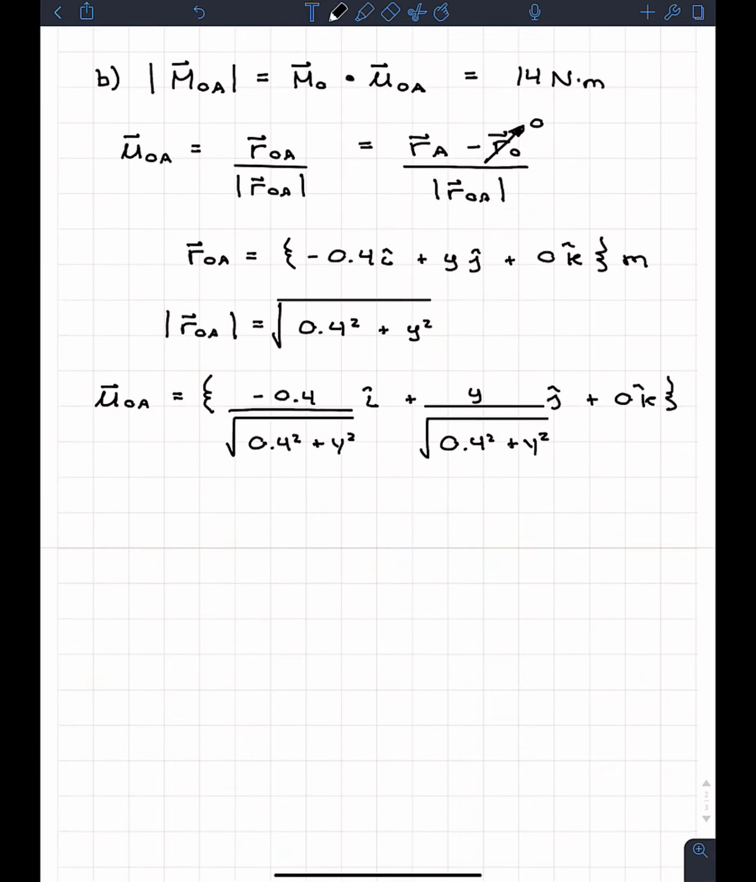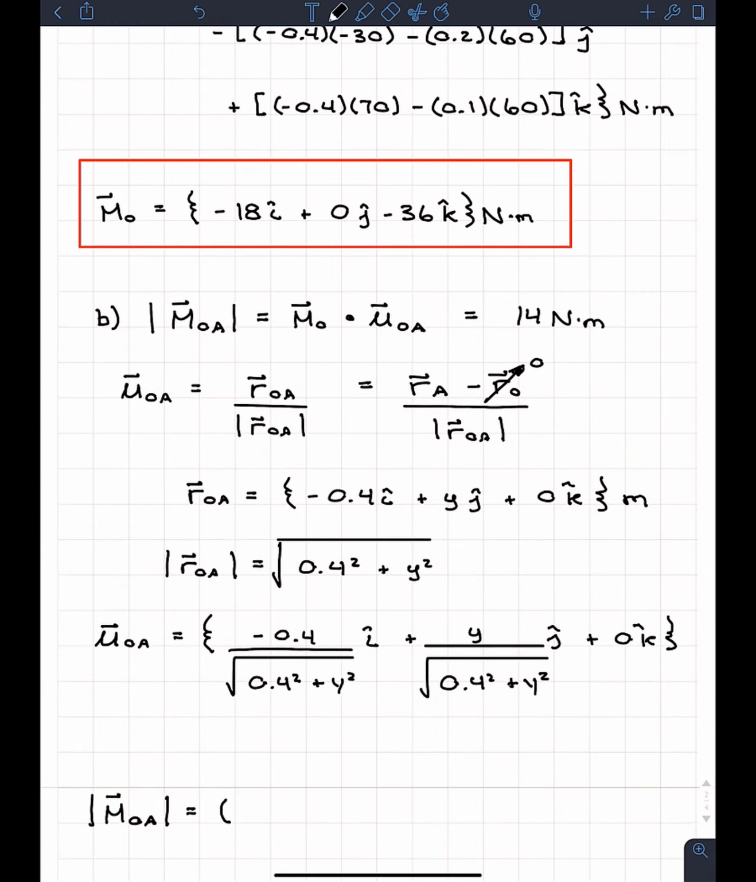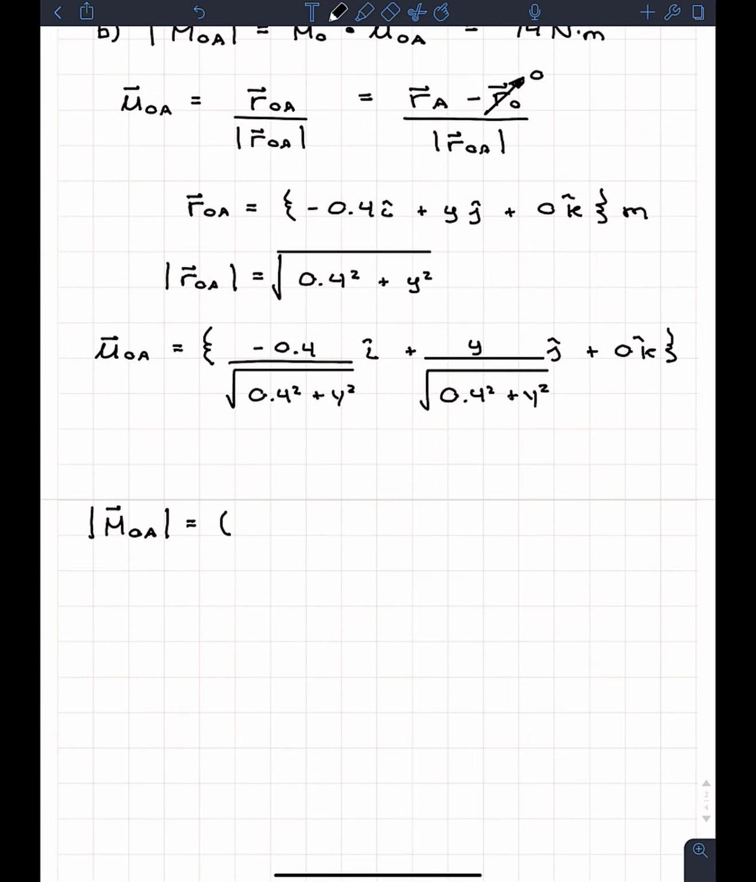So for the dot product, I'm going to put the magnitude of MOA. It's going to be the dot product, so it's going to be the x component times the I components. So if we look up at the moment vector, we got negative 18. So we're going to have negative 18. And we're going to times that by the I component of the unit vector. So at the bottom, we're going to have all that gross stuff. So we're going to have 0.4 squared plus y squared. And it's all going to be divided, on the top, negative 0.4.